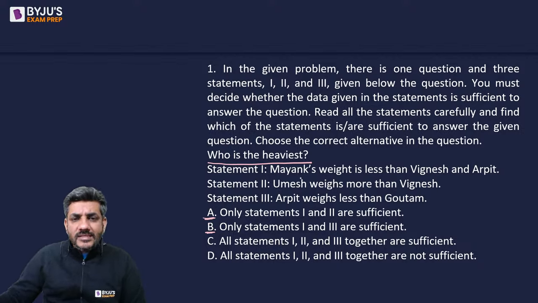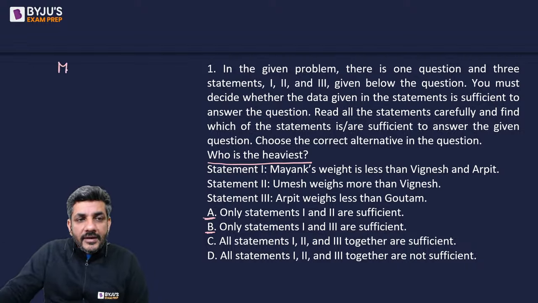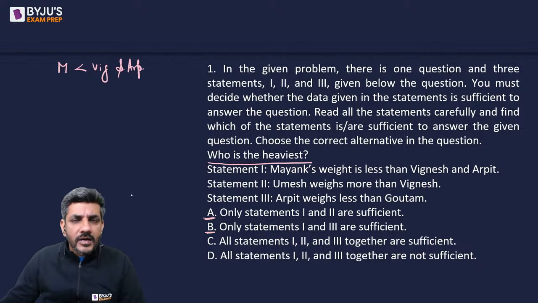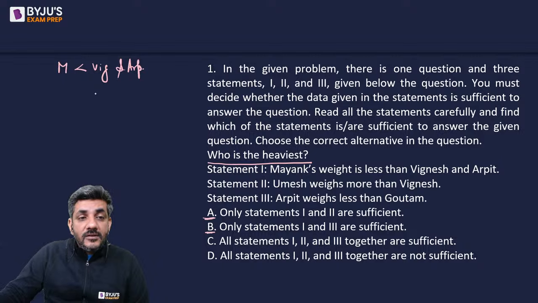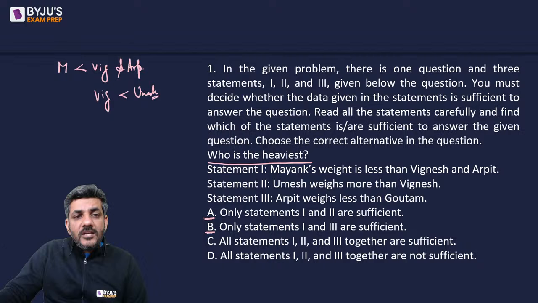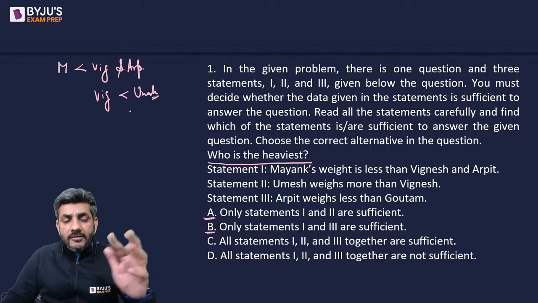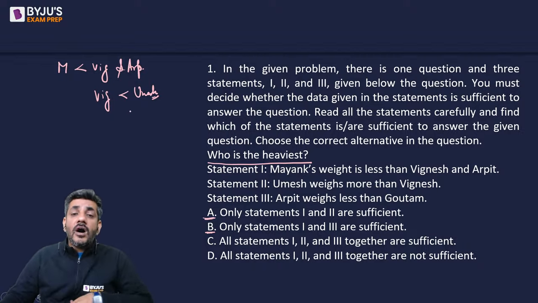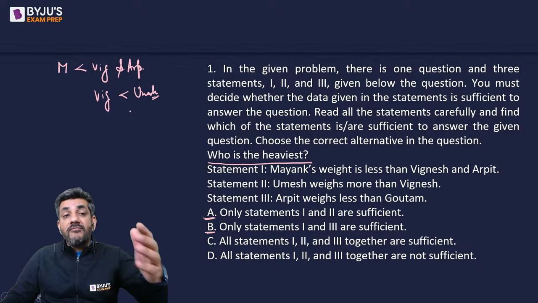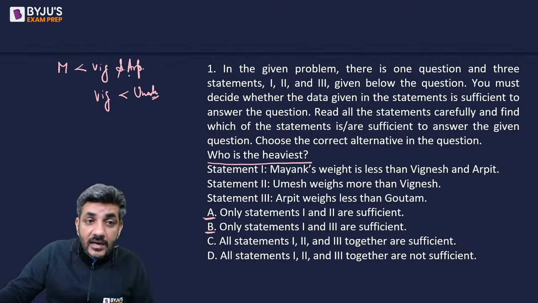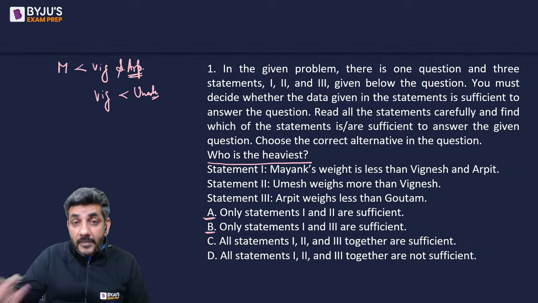Statement 1 says Mayank's weight is less than Vignesh and Arpit. But does that tell you who is the heaviest? Of course not. Second statement: Umesh weighs more than Vignesh. So wherever Vignesh is, Umesh is more than him. Does that tell you who is the heaviest? Of course not. Even a combination would not tell me because I do not know how many people there are. There might be someone heavier than Umesh. This Arpit might or might not be heavier than Umesh.